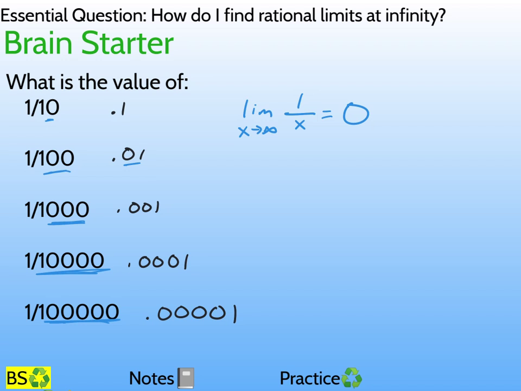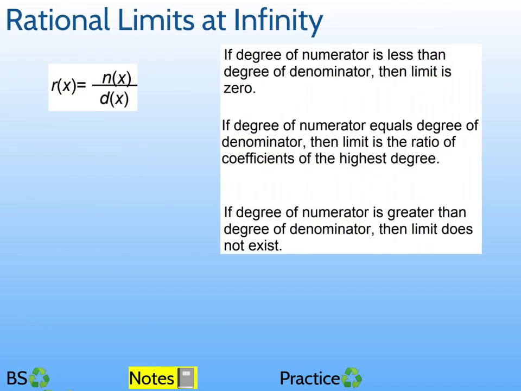Today we're going to deal with rational limits, so functions that have a polynomial in the numerator and the denominator. We're going to see what happens as those functions approach infinity. So for our rational function here, which is called, in this case, r of x, you have a numerator polynomial, n of x, and a denominator polynomial, d of x. And then there are various rules depending on what the highest power, the degree of the numerator and denominator, are.